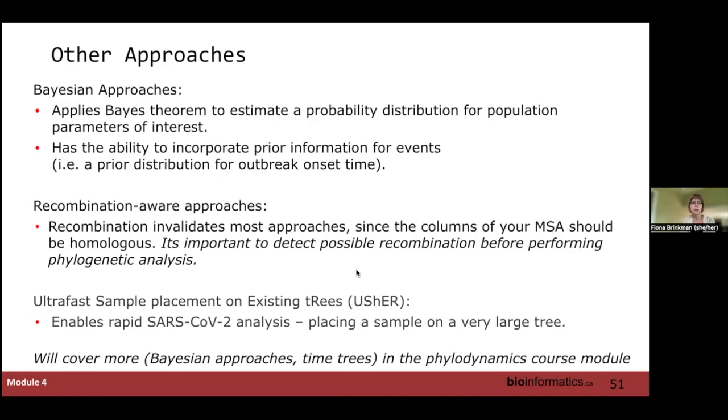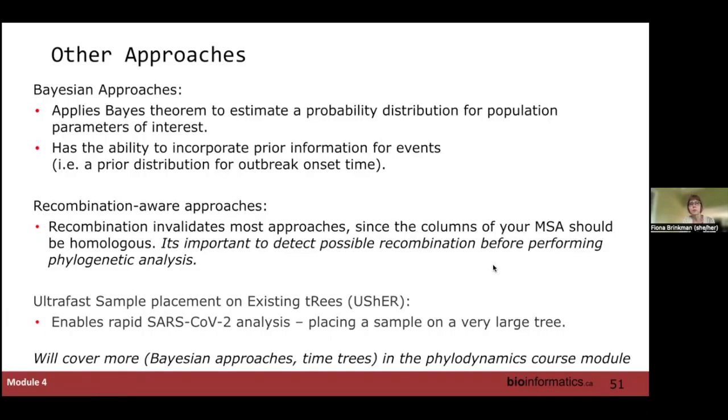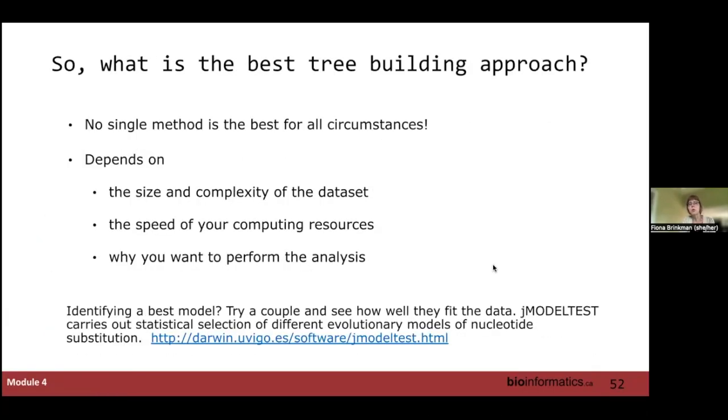You can also do cool methods like ultrafast placement on existing trees, or UShER sample placement. Basically, in short, this enables very rapid SARS-CoV-2 analysis, placing a sample on a very large tree. It's very, very cool. Okay, so what is the best tree building method after I mentioned all this?